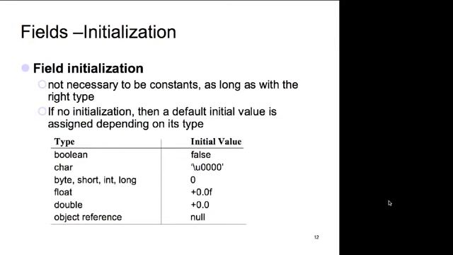Okay, so here are some field initialization notes to keep track of. And a field is a data member or a variable. So it's more the terminology. It's not necessary to be constant, as long as it has the right type. We do have type problems, and as I alluded to earlier, there are things that were automatically assigned. This is one of the things that Java will do.